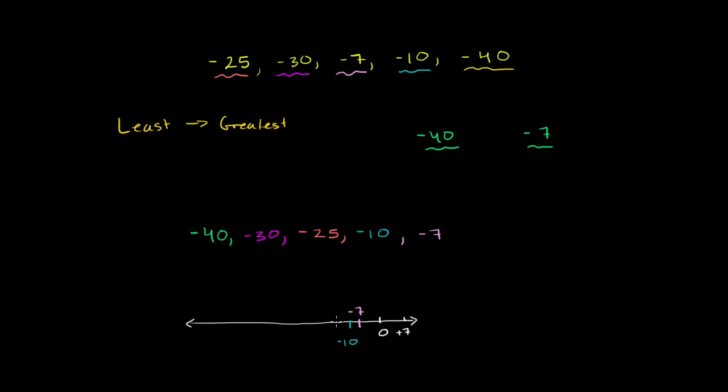Notice we go further and further to the left of 0. And then we go a little bit further to the left, we get negative 25. A little bit further to the left than that is negative 30. And then you go even further to the left, and you get to negative 40. So if you think of it this way, the least of these numbers is the one that's furthest to the left on the number line, and the greatest is the one that's furthest to the right.